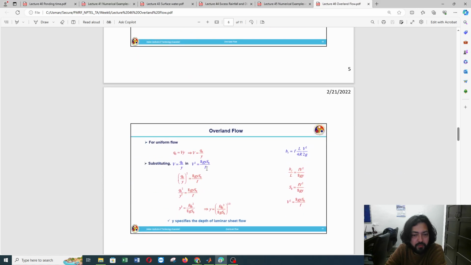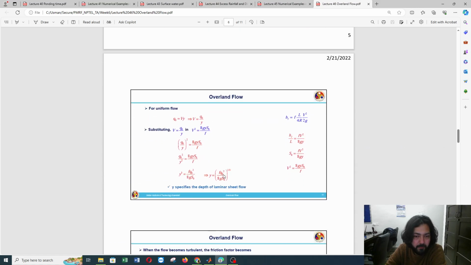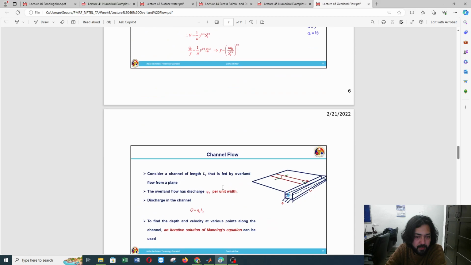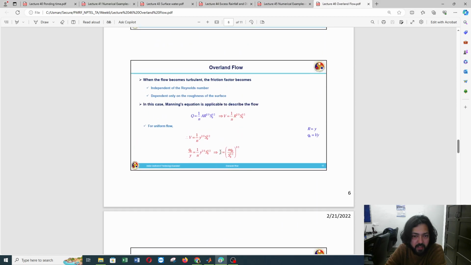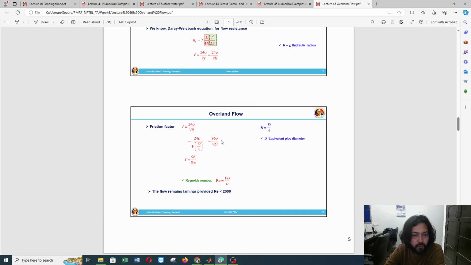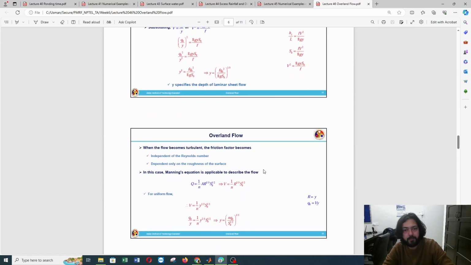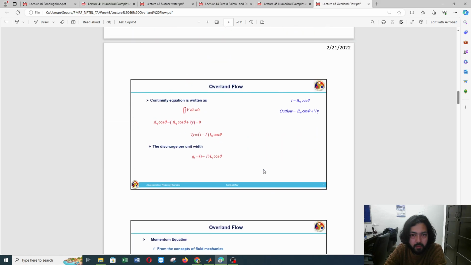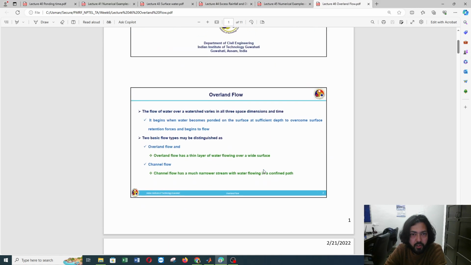The same thing we can do and apply for turbulent flow as well. Here they have taken the case for turbulent flow and derived a similar equation. So this is the finalized equation which they have used for turbulent flow. I'll be sharing my notes as well, and in the notes you can get a more generalized equation also. So here we have seen overland flow for both the cases, that is laminar and turbulent, right? So this is all about the theoretical part of this.